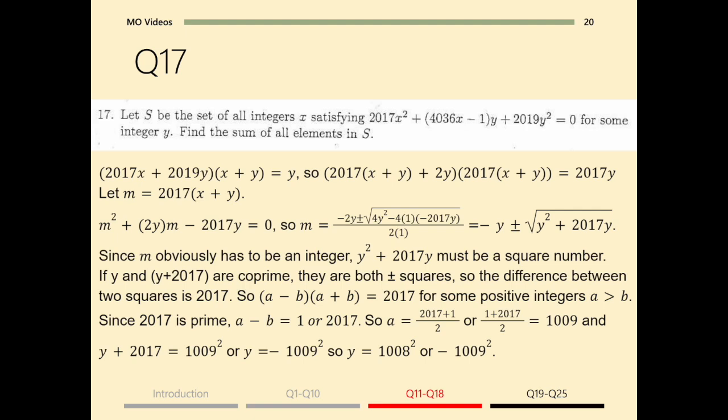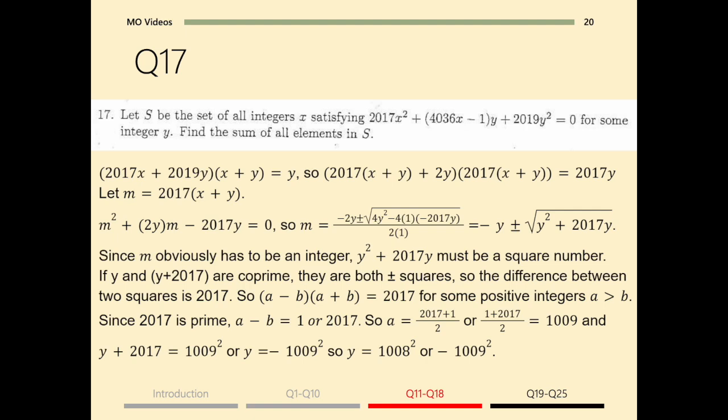Then we can express 2017x plus 2019y as 2017x plus y plus 2y. And then now we can multiply everything by 2017 so that we'll end up with a quadratic in 2017x plus y that is much simpler than the original quadratic. So let m be 2017x plus y. Then we can solve for m and the discriminant is y squared plus 2017y. Since m is obviously an integer, y squared plus 2017y must be a square number.